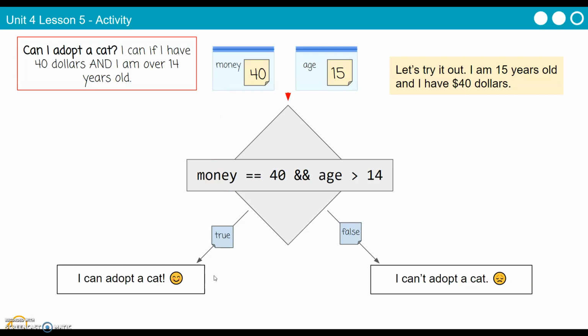And if you guys were actually thinking about this, the one thing I might change of this, what if I had 45 or 50 bucks? Would I be able to buy this cat? Probably not, because my money doesn't equal 40. Okay, so what I might use for this operator is a greater than or equal to sign. Just thinking outside the box.